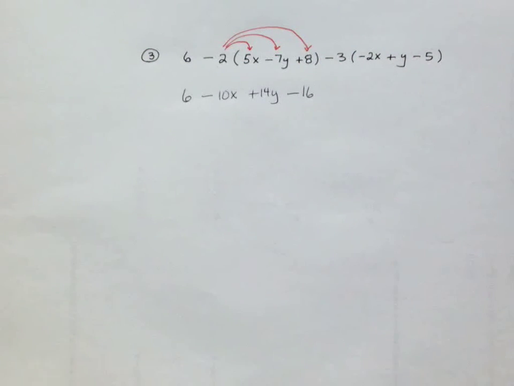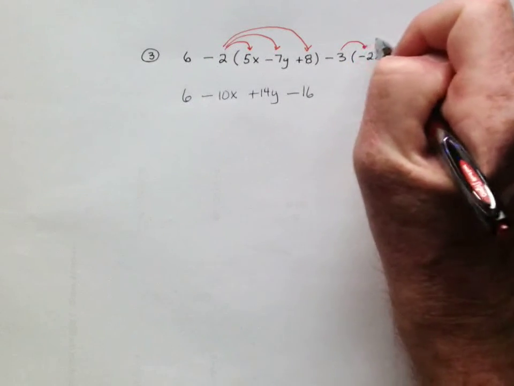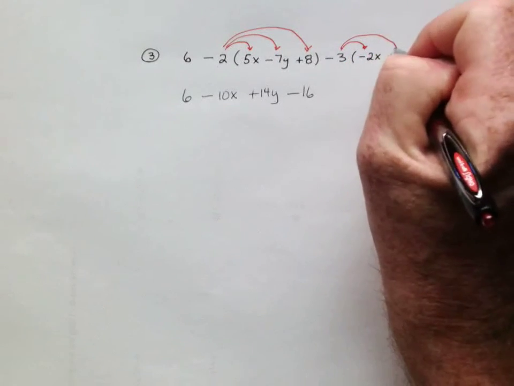Okay, on to the next. Distributing, multiply through or distribute by -3 on all of these.